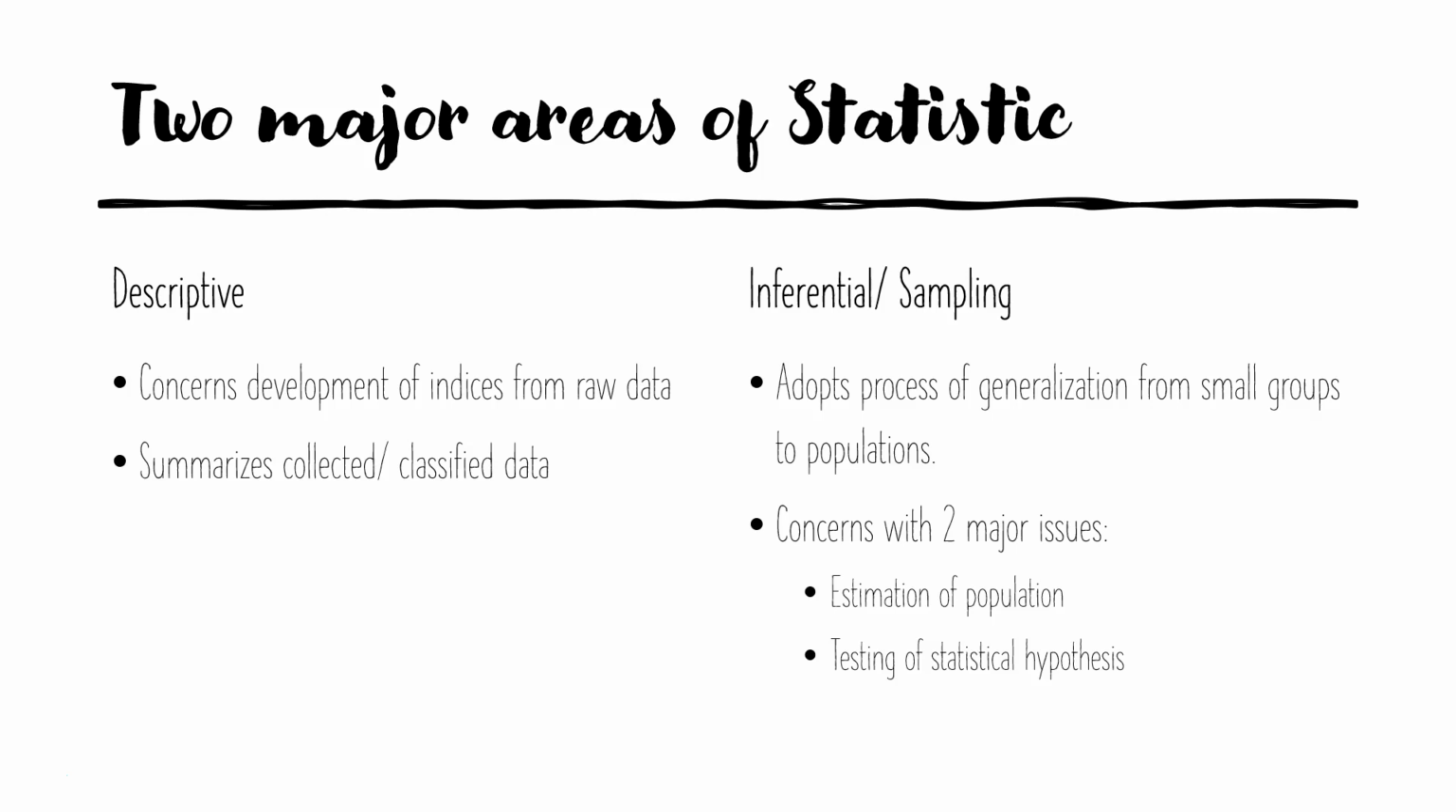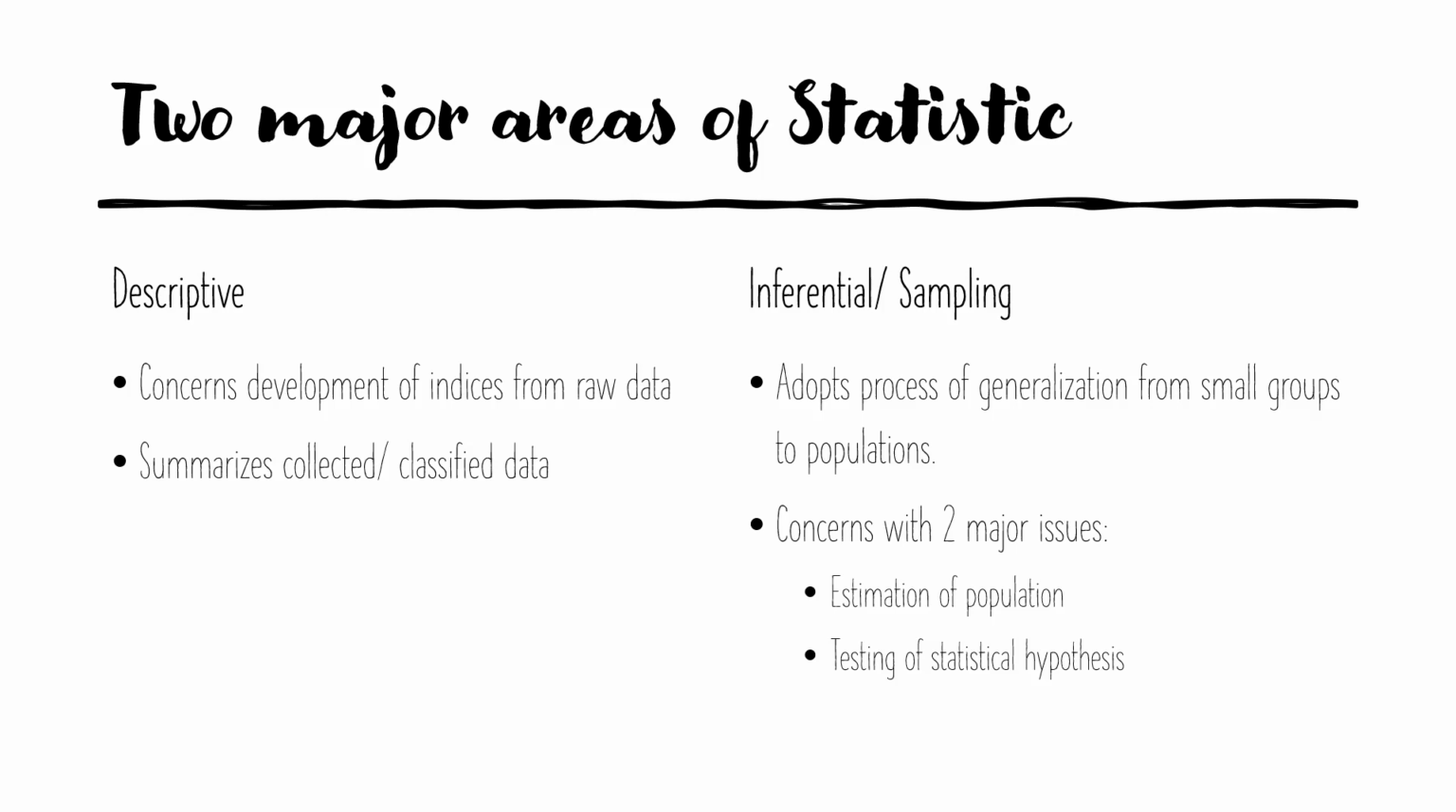So there are 2 major areas of statistics that we would be concerned with in a biological research setting. The first one is descriptive, and they concern development of indices from raw data sets and summarize our collected or classified data based on those indices that we develop. And then we have inferential or sampling statistics, in which case we are going to base our generalization of total population behavior based on the results that we achieve from small groups taken from that population.